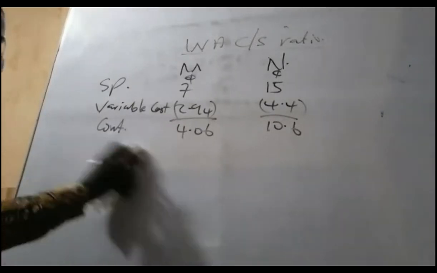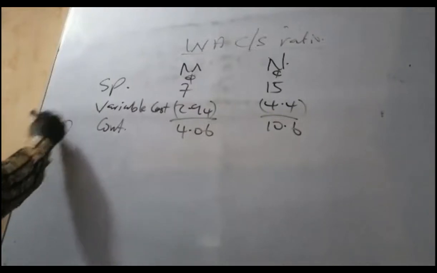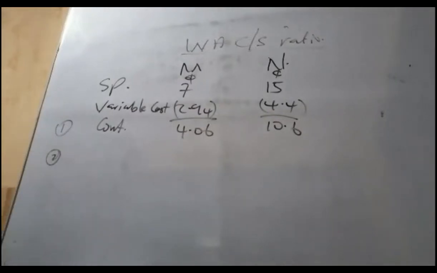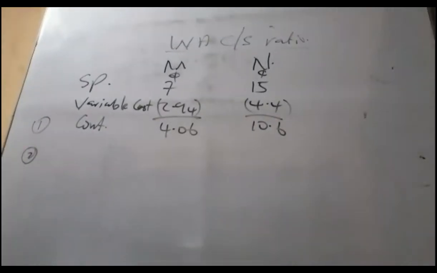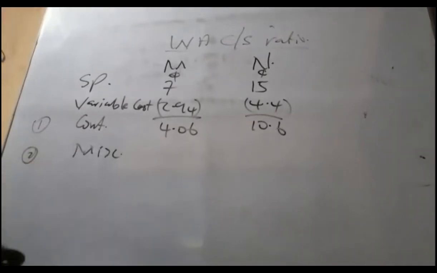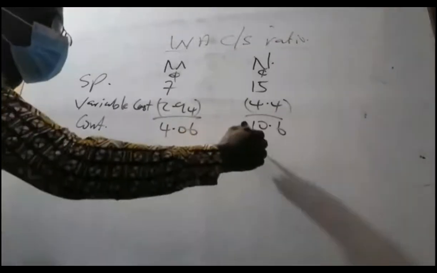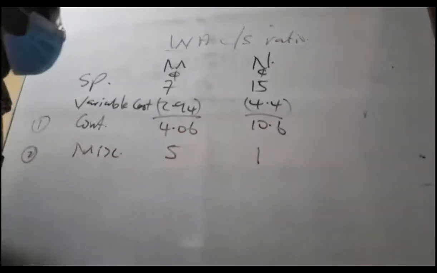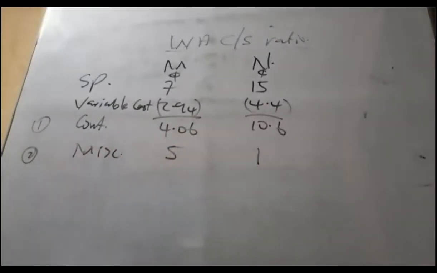We jump to step two. So this is step one, right? Step two. Now step two is the mix, right? What's the mix? 5 is to 1. In this case, we don't need the total mix. Step 3, we should find the total contribution.